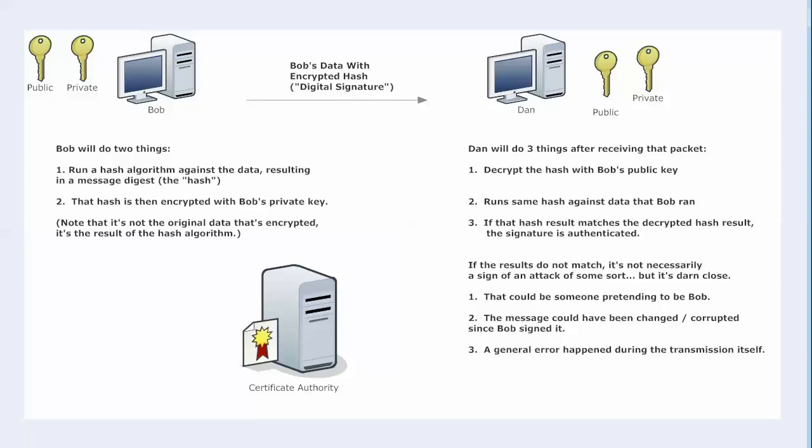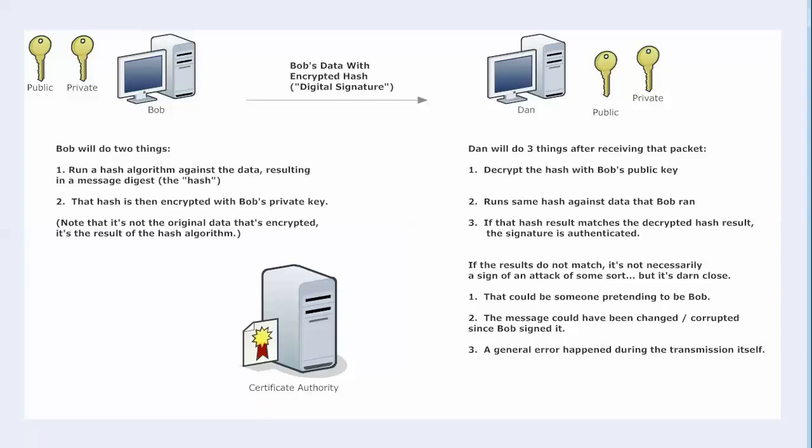So Dan gets that, and now Dan's got to do three things. First off, Dan's going to decrypt the hash with Bob's public key. Note that the private key is not being passed over here. He's going to decrypt the hash with Bob's public key. Now that he's got the decrypted result, Dan will then run that same hash against the data that Bob ran. And if it really came from Bob and nothing happened to it during transmission, what should be the result? That should be the exact same thing. If that hash result that Dan gets matches the decrypted hash result, the signature is authenticated.